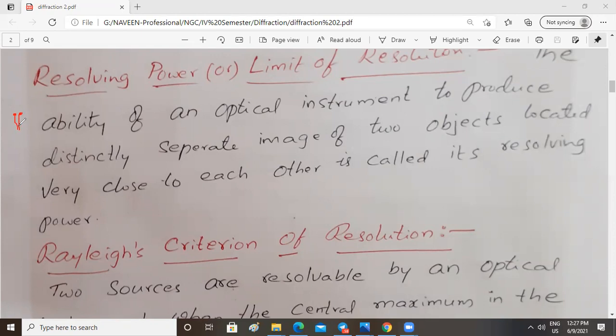By using an optical instrument we could see and differentiate two lines separately. That is the resolving power of that optical instrument. The ability of an optical instrument to produce a distinctly separate image of two objects located very close to each other is called its resolving power.